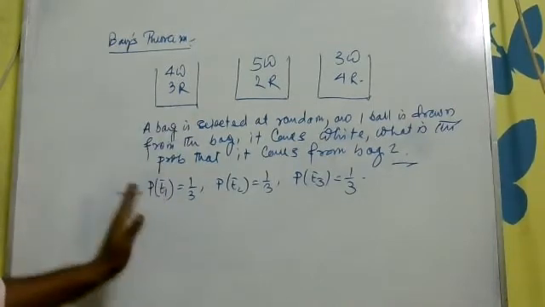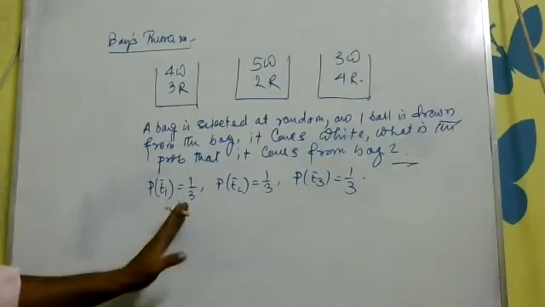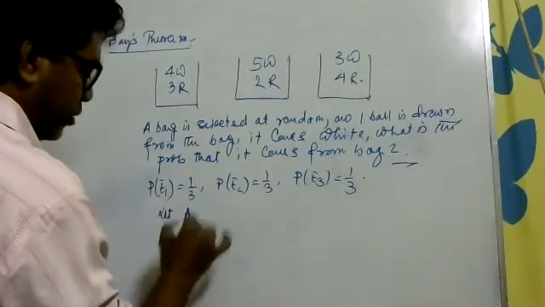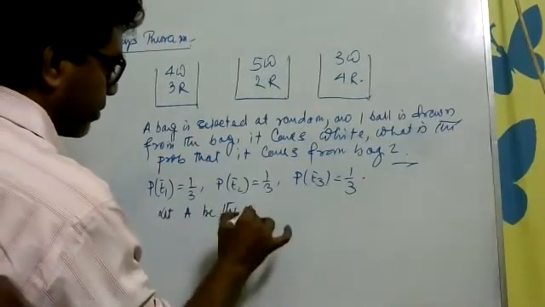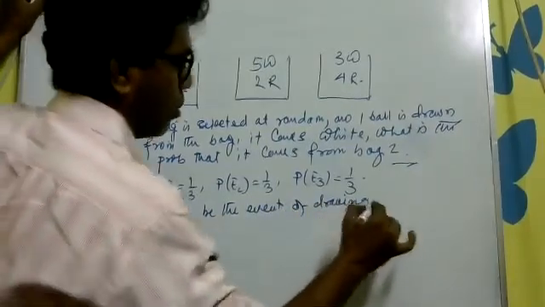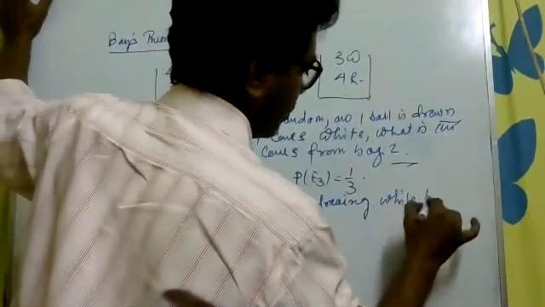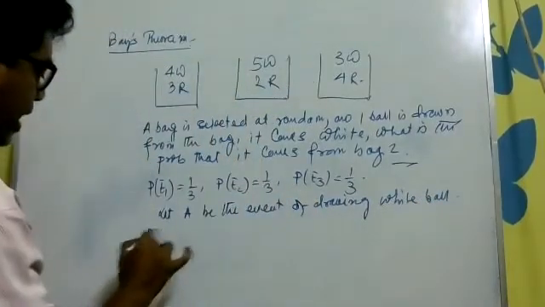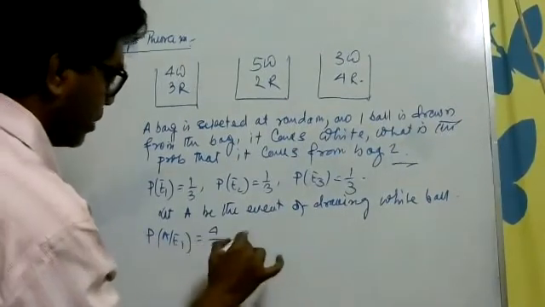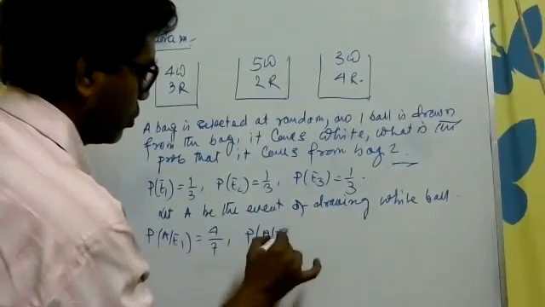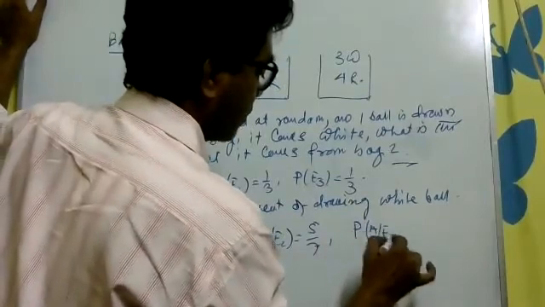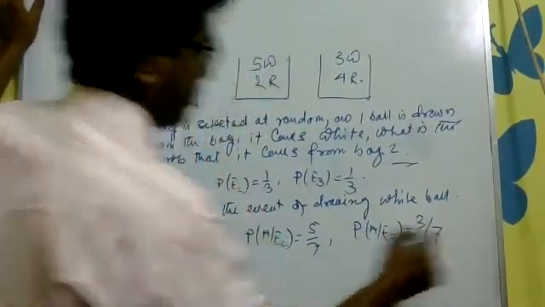Out of 3 bags, if I select any one bag, my probability of any one bag is equal to 1/3. Let A be the event of throwing a white ball. So P(A by E1) is equal to 4/7. Probability of A by E2 is equal to 5/7. Probability of A by E3 is equal to 3/7. Am I right?